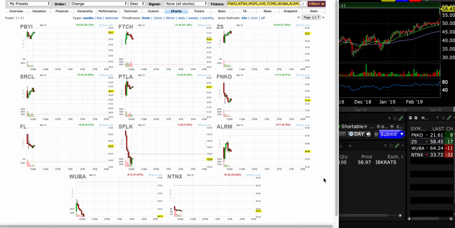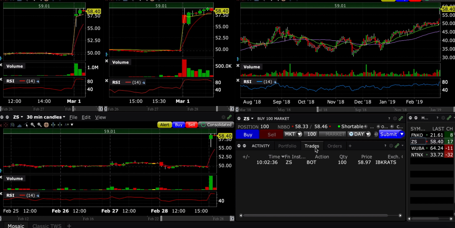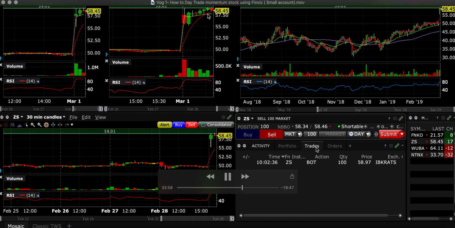I knew my entry wasn't the greatest, right? Because I bought the third green candle, which is a big thing that you shouldn't be doing. I bought it, but you know what? Now my stops are down here, so I'm just waiting to see what's going on. Is the stock really going to collapse on me, or does the stock still have some legs? Let me just speed it up.